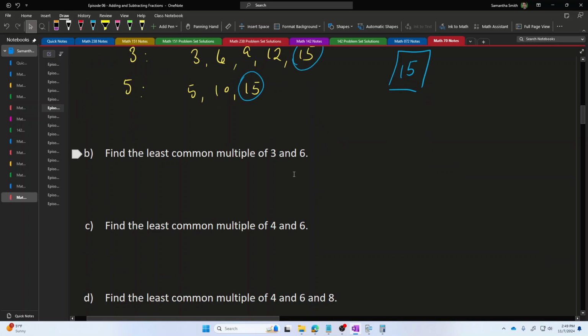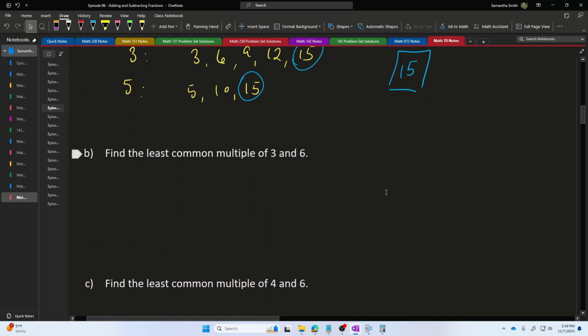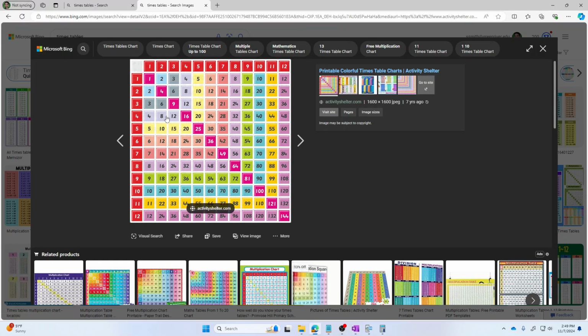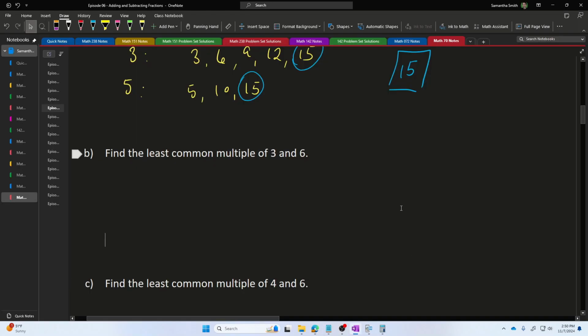Someone says, what is the least common multiple of 3 and 6? I'm looking for a number which is a multiple of both 3 and 6. Now, if I look in the row labeled 3 for all the multiples of 3, and if I look in the row labeled 6 for all the multiples of 6, I see that the number 6 appears in both rows. The number 6 is a multiple of 3 because 3 times 2 is 6. The number 6 is a multiple of 6 because 6 times 1 is 6. So 6 is the smallest, the least common multiple of both numbers.